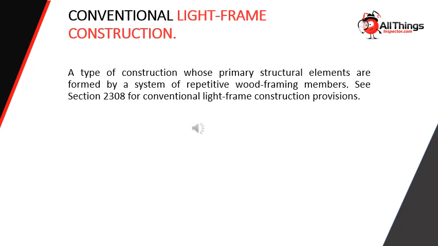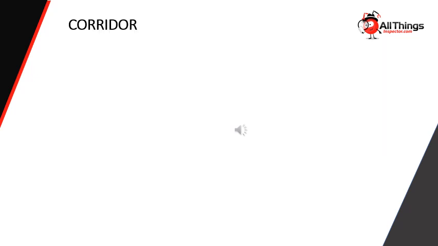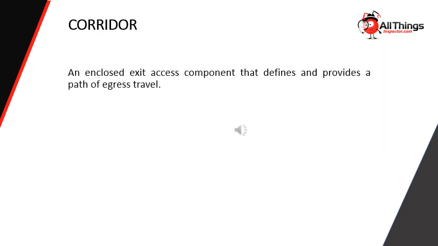Conventional light frame construction, a type of construction whose primary structural elements are formed by a system of repetitive wood framing members. See Section 2308 for conventional light frame construction provisions. Corridor, an enclosed exit access component that defines and provides a path of egress travel.